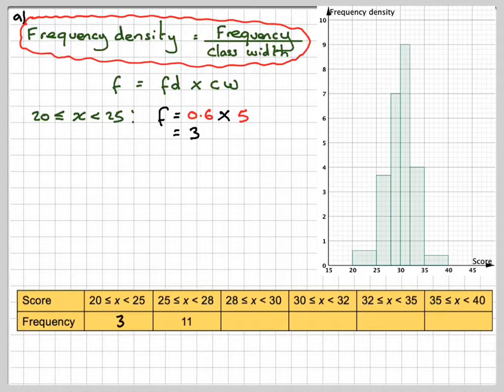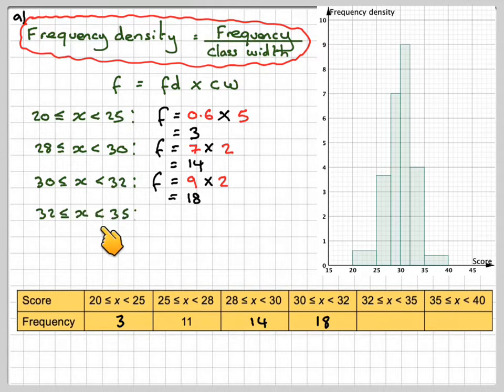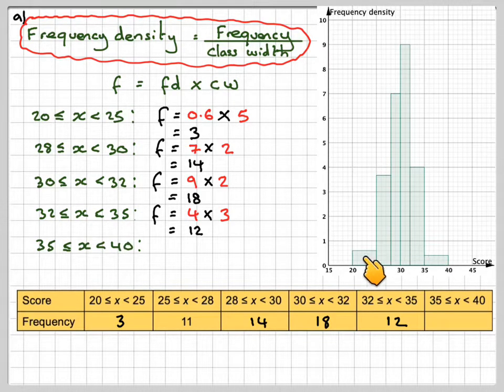We don't need to do the next one. Put that in the table. The next one is this one here, so it's going to be 7 times my class width of 2, which is going to be 14. Next one is going to be 9 times my class width of 2, which is 18. And the following one is going to be 4 times my class width of 3, which is 12. And the last one is going to be between 35 and 40, which is 0.4 times 5, which is equal to 2. If we add these up, we get 60, so there are 60 students altogether.